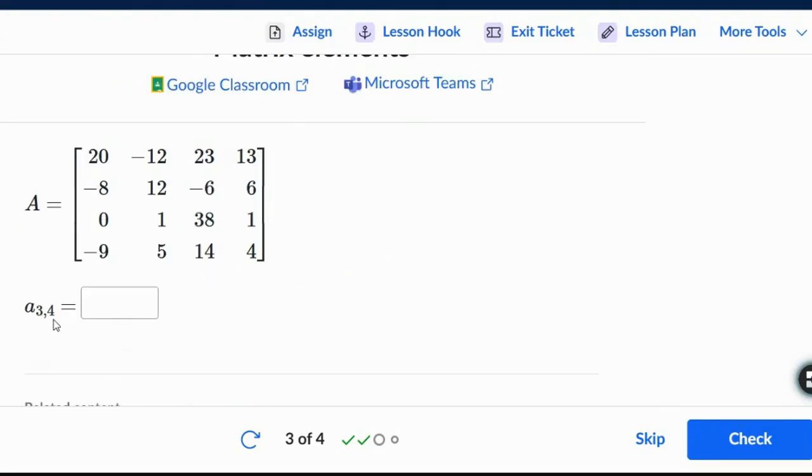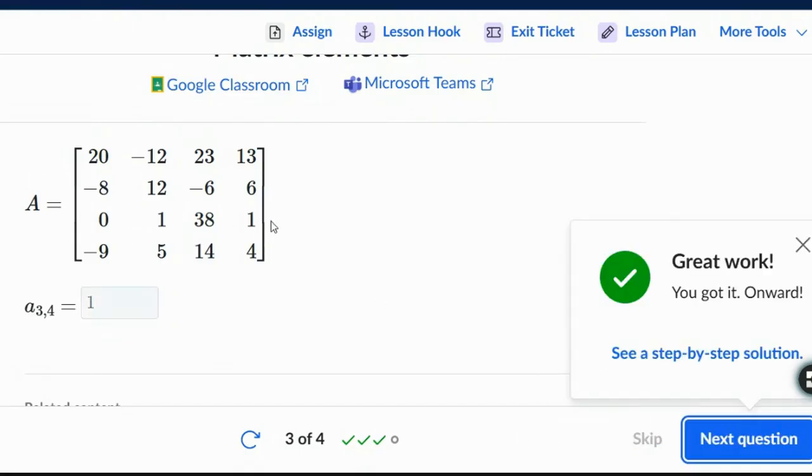3, 4 for matrix A. First row, second row, third row. Oh, third row. That's what I want. And I want the 4th element, the 4th column. There it is. It's this one, not this one. Don't get the wrong one. I'm just kidding. It's a 1. That is a 1.